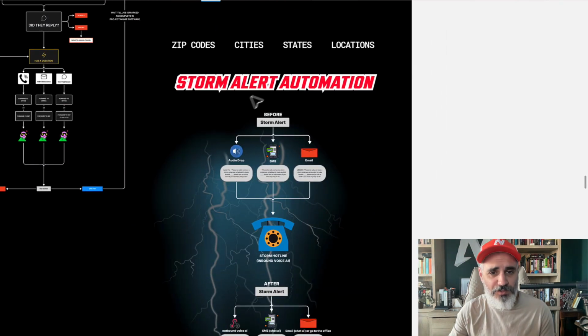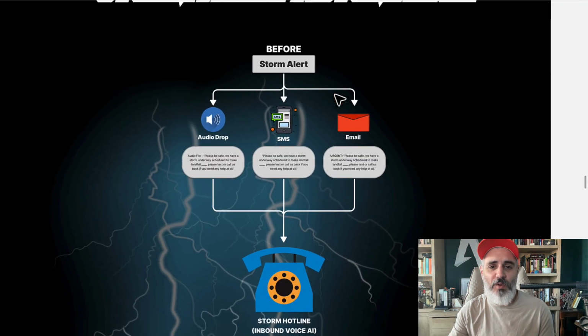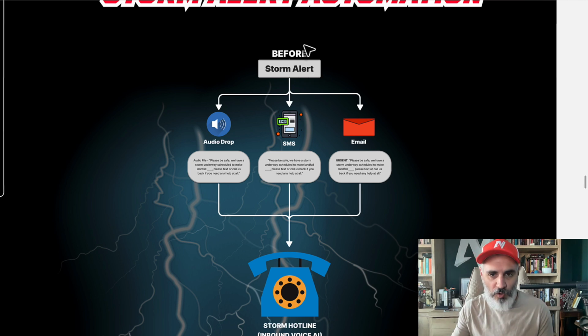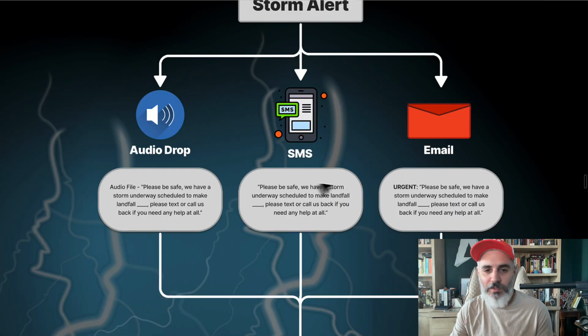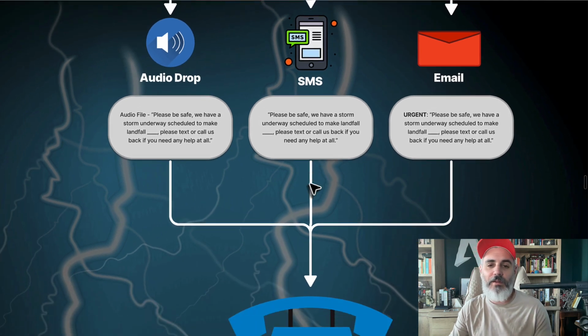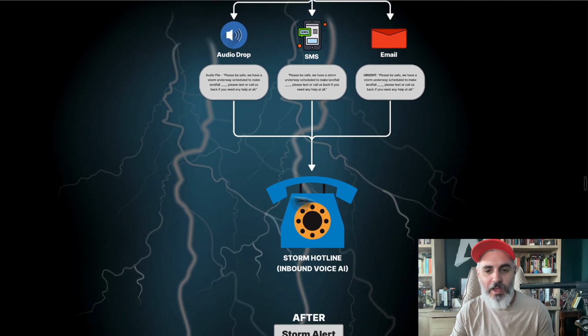And then if you're interested in the storm alert automation, this is a great way that you can hit everybody up. Before a storm, you would trigger this. It would do like an audio drop. You'd send out a text, an email, like, hey, just letting you know, storm's coming. Let us know if you need anything. And then you basically give them your storm hotline.